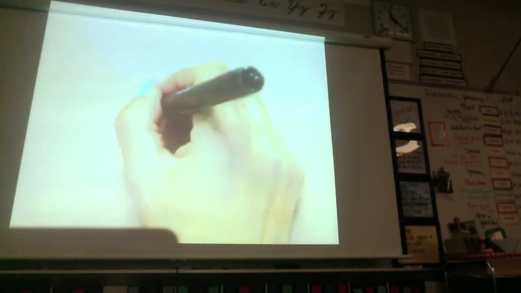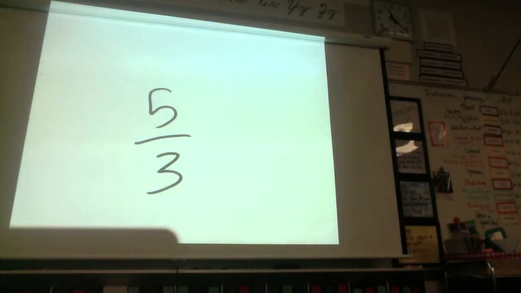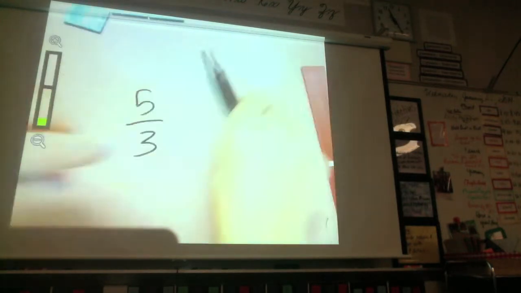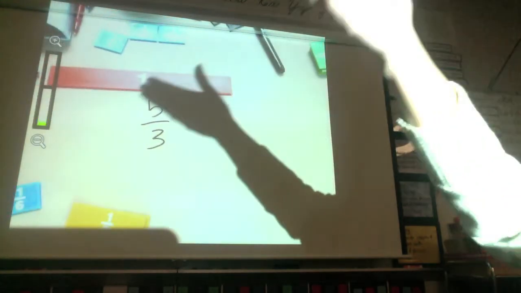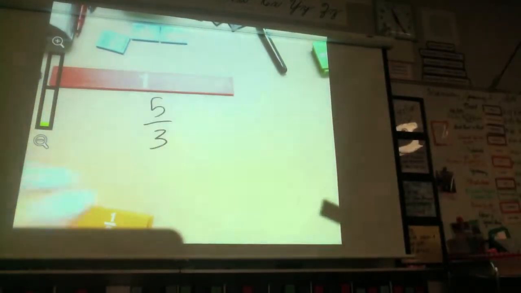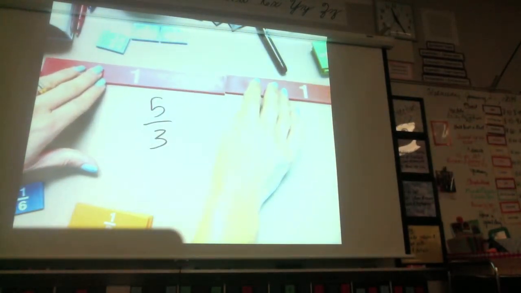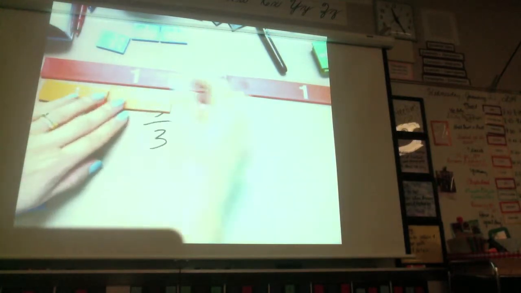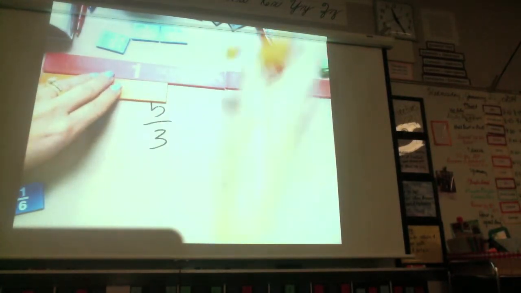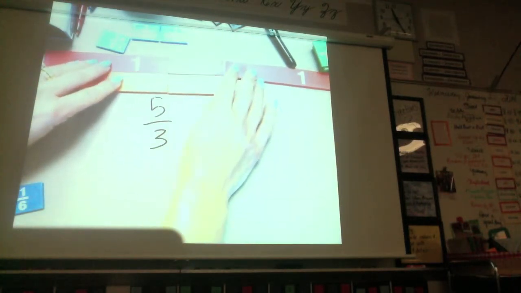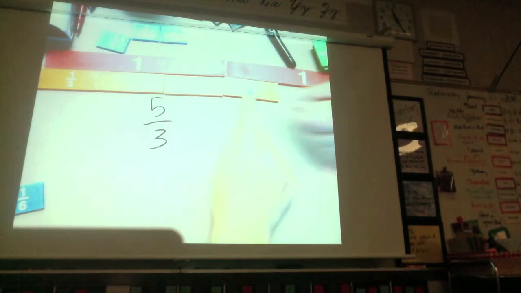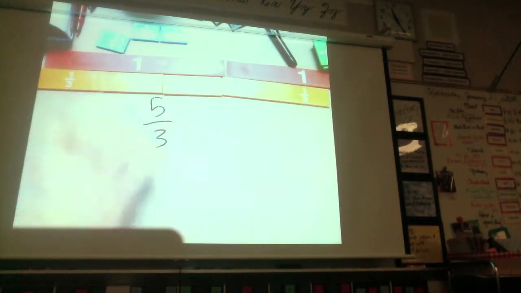You're doing 5 thirds, you and your partner. Show what that looks like. All right, so Horace and I are going to show you. Yes, give me your whole. Okay. So here's 2 wholes. Here's 1, 2, 3. These are thirds. These are third size pieces. 3, 4, 5. That is 5 third size pieces. 1, 2, 3, 4, 5.